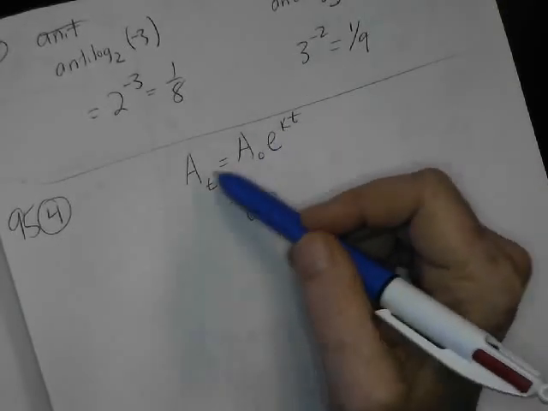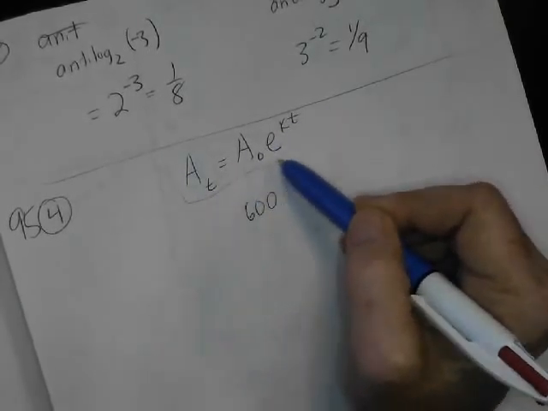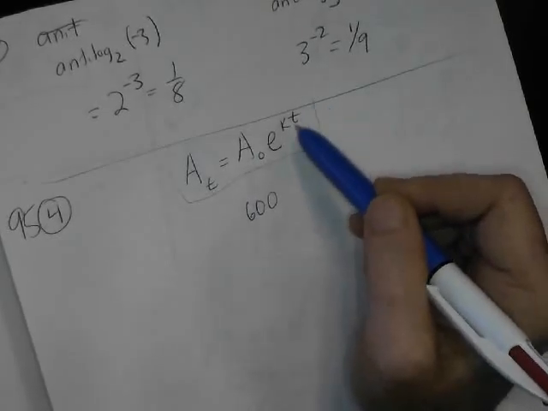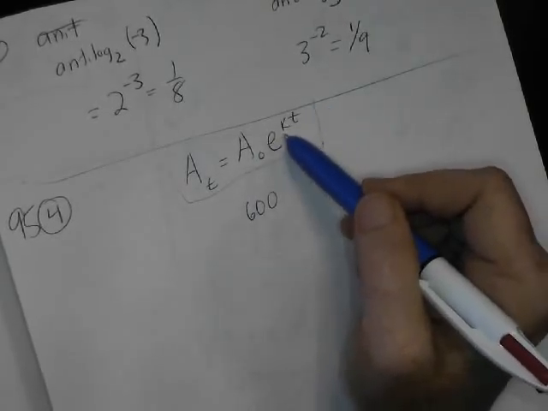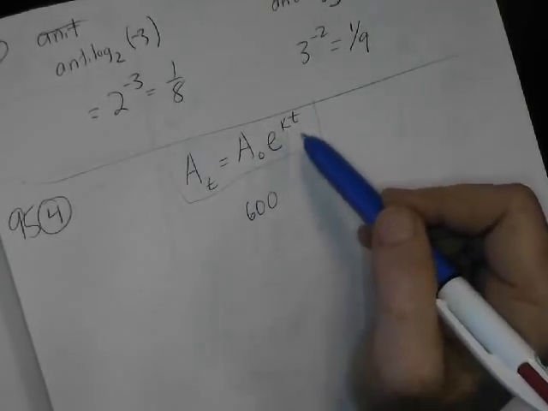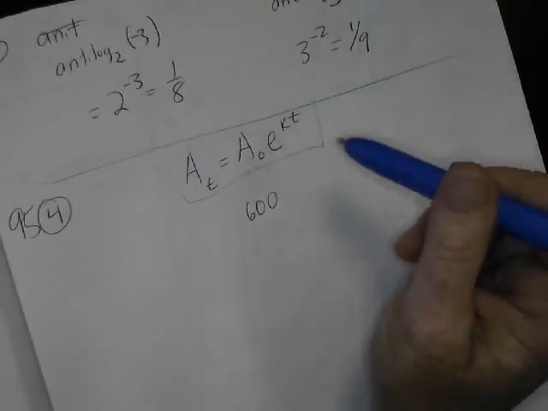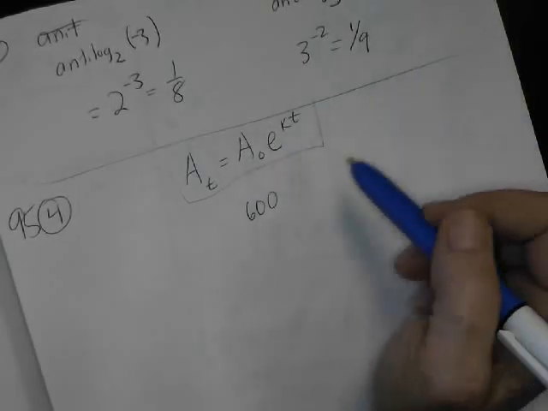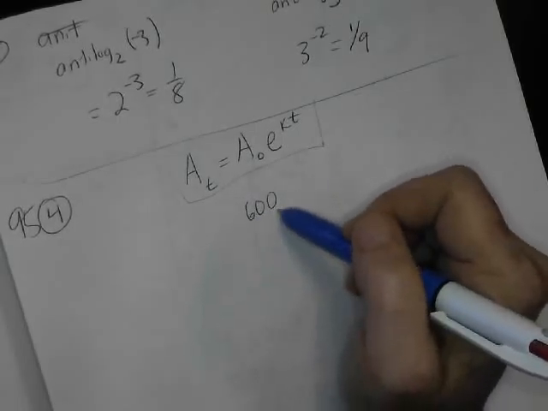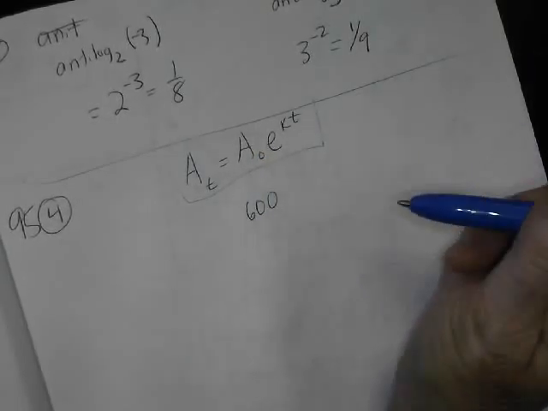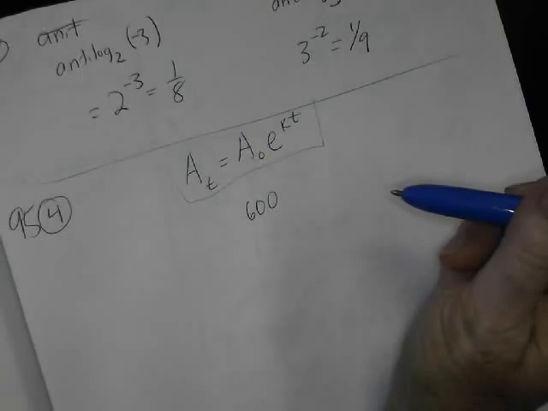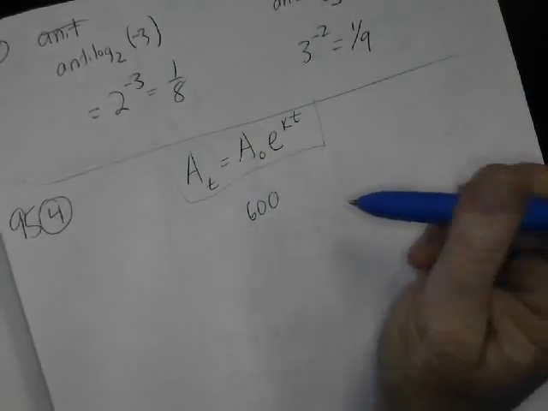It doesn't matter. You can use the same formula for exponential decay and growth. It's just that K will be a negative little fraction if it decreases. So anyway, I got 600 in for my starting amount, and then they decreased exponentially.